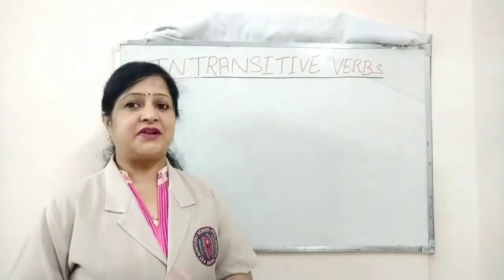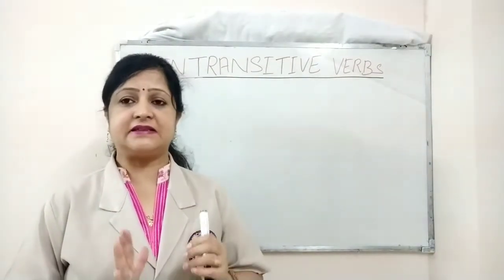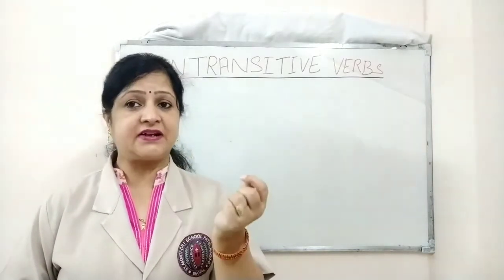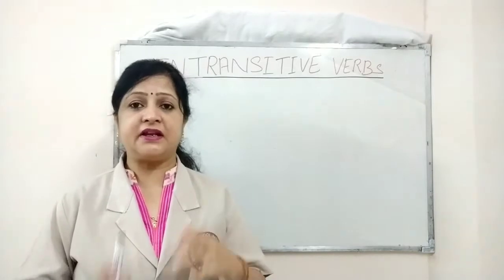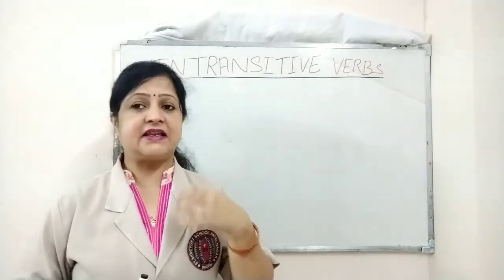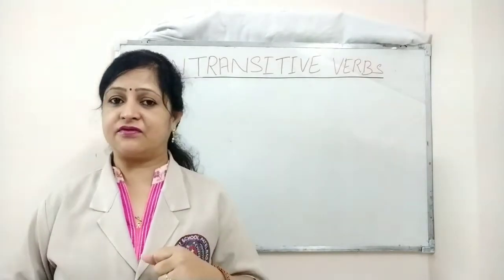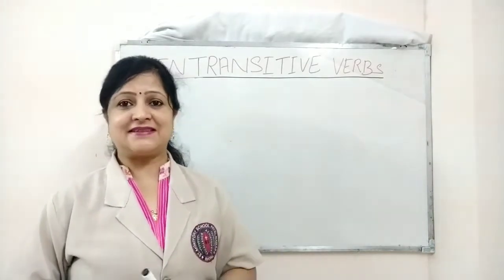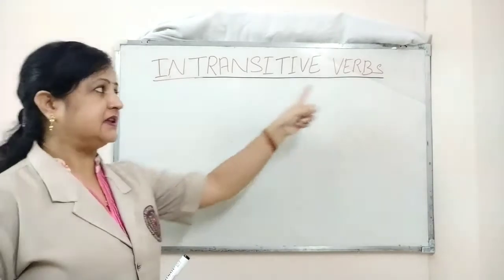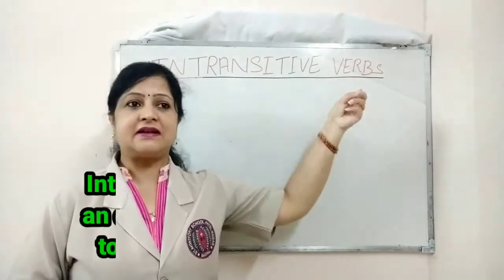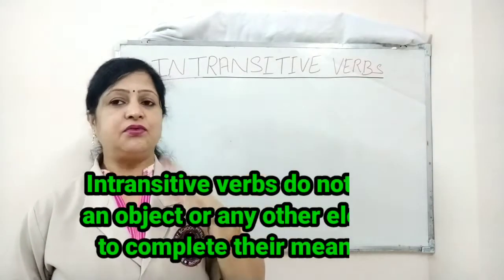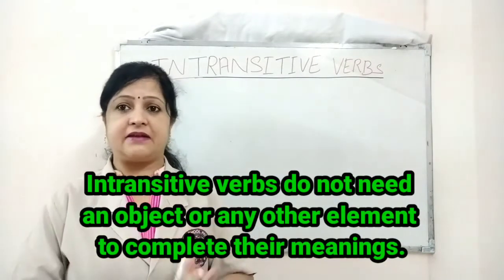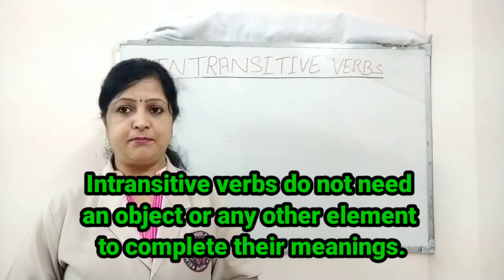Just now I told you about transitive verbs, that transitive verbs need an object to give complete information, and they give us the answers to the questions what and who. So now let's start with intransitive verbs. Intransitive verbs do not need an object or any other element to complete their meaning.